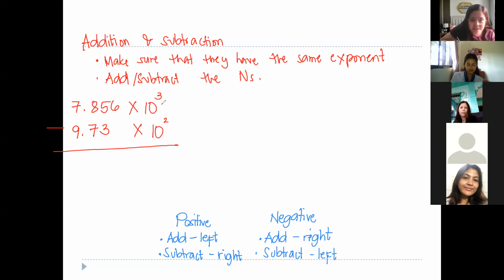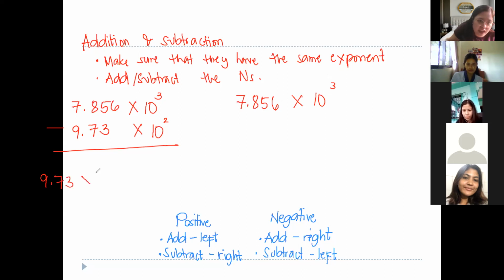So class, definitely since this is positive ang exponent, syempre ang 7.856 times 10 raised to the power of 3 yun na ang larger ang value. So we will adjust the 9.73 times 10 raised to the power of 2. Himuon nato siya og 3.